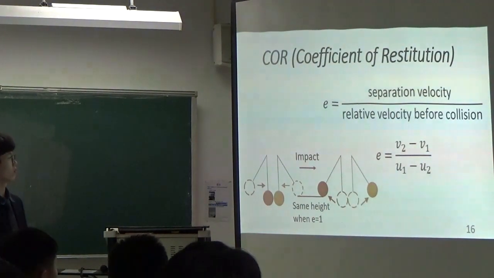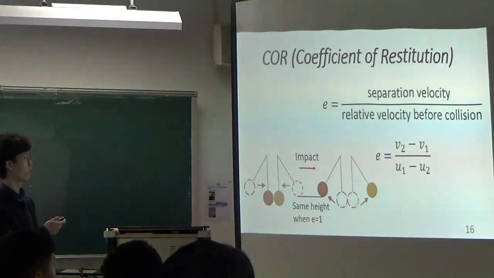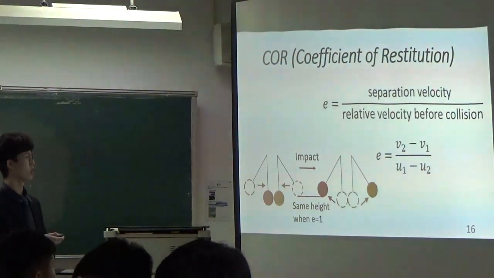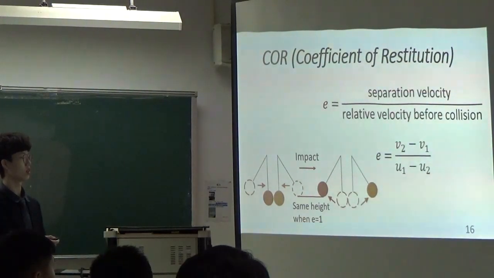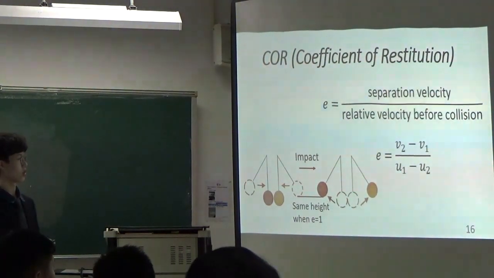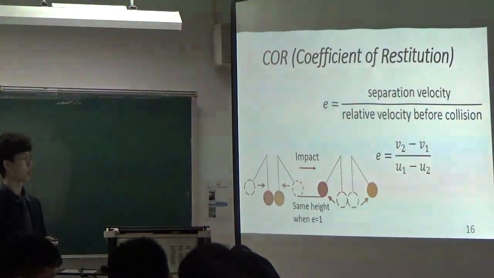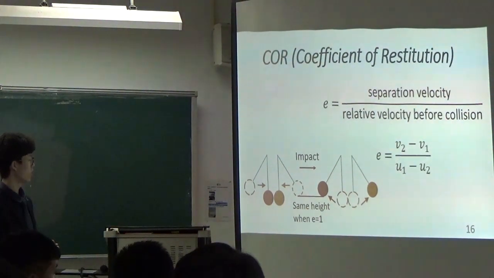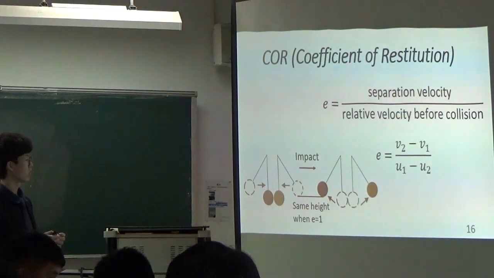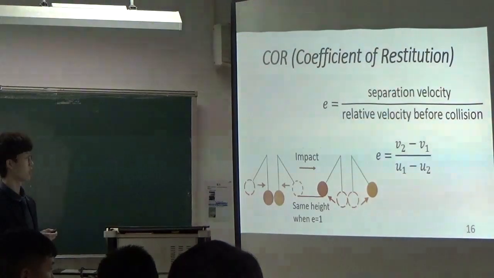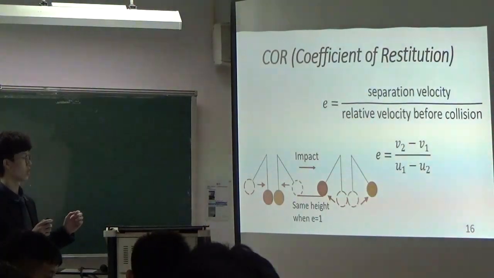About the COR, coefficient of restitution, we use the letter e to represent the COR. And the COR is the separation velocity divided by the relative velocity before collision. So e will equal V2 minus V1 over U1 minus U2. And as you can see in the photo, when the two balls hit together and it is a condition of the elastic, they will go back to the same height every time.